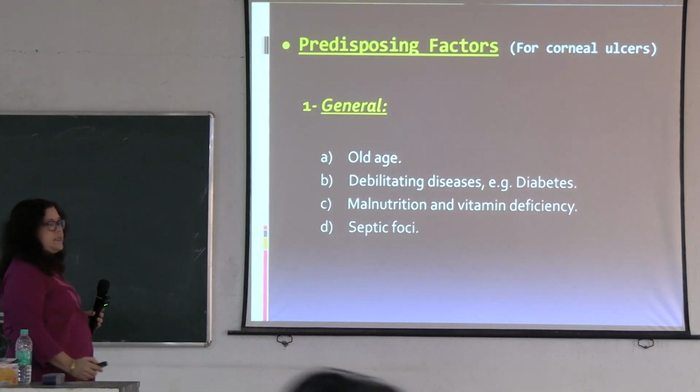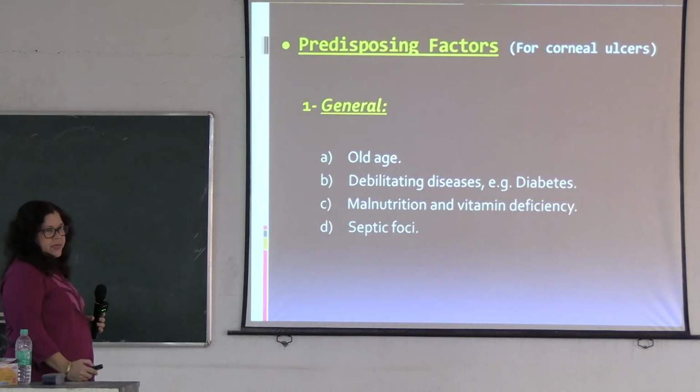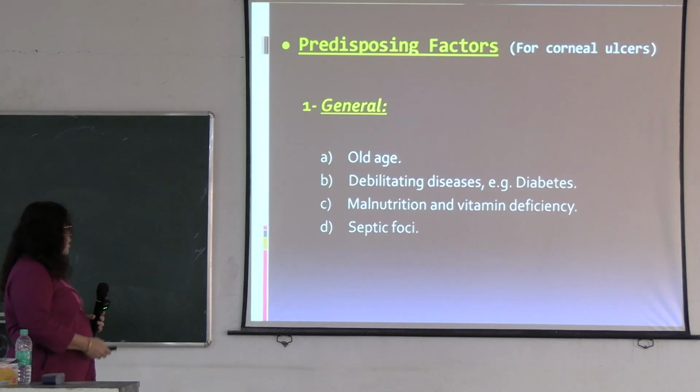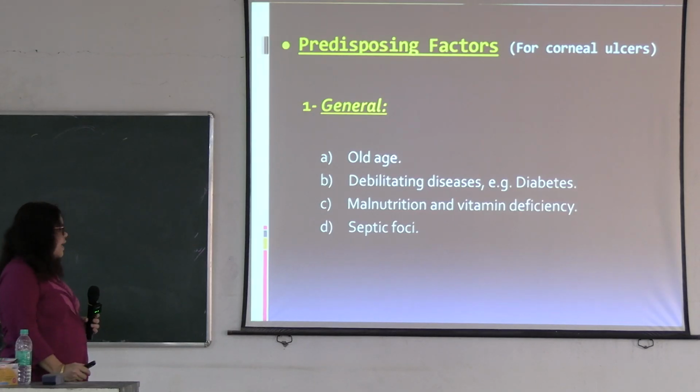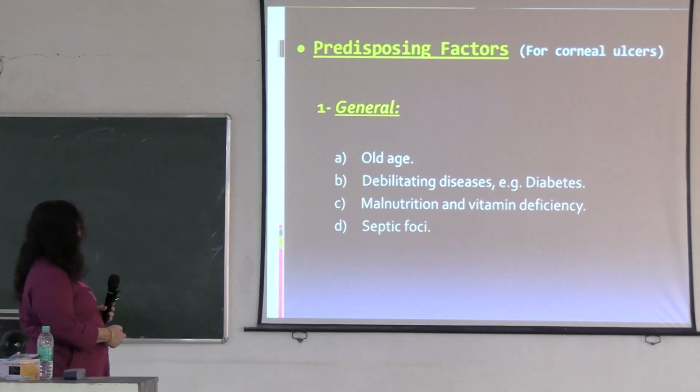First one is old age, and second one is the patient suffering from diseases like diabetes, hypertension, or immunocompromised, immunosuppressed disease, and malnutrition and vitamin A deficiency, and having some septic foci. Septic foci means maybe having conjunctivitis, or an infection in the sac, or any infection in the nose. Those are the septic foci.